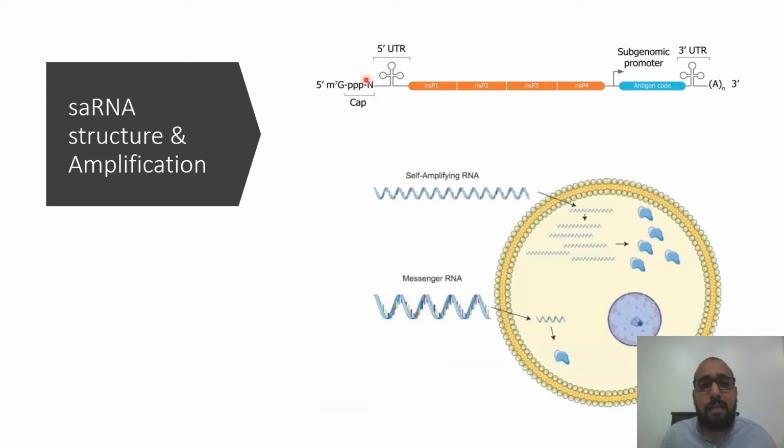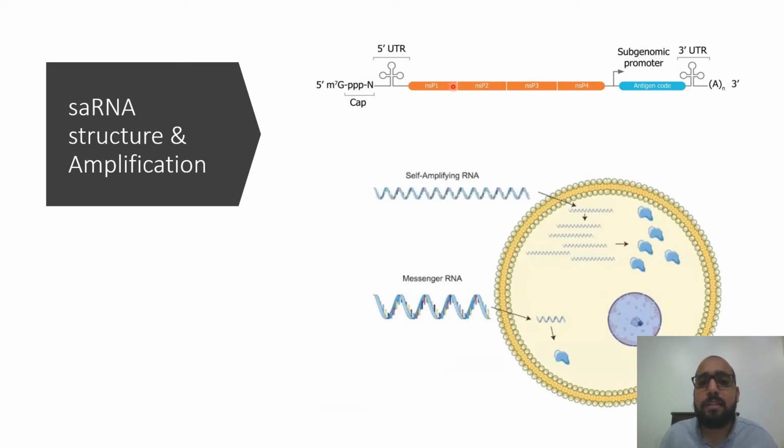We have the 5' cap and the poly A tail. These really help protect it from degradation. There is also an untranslated region at both the 5' and 3' ends. These are integral for the replication of the RNA.